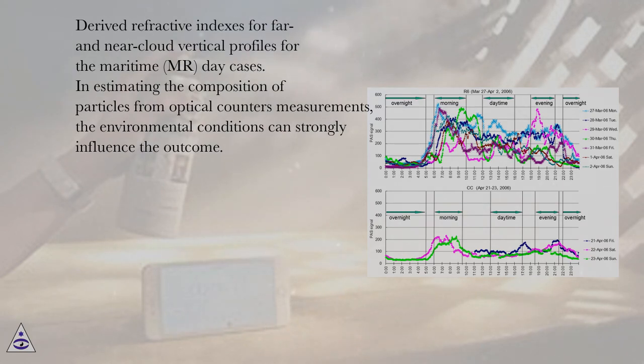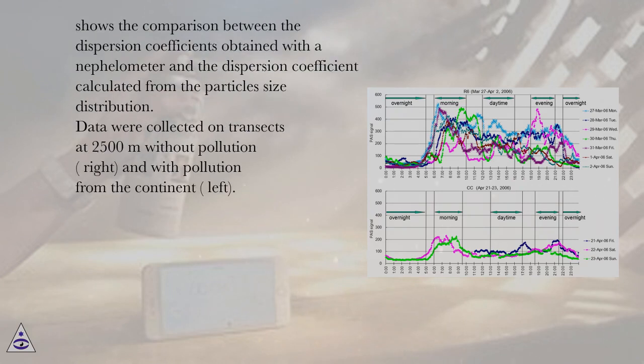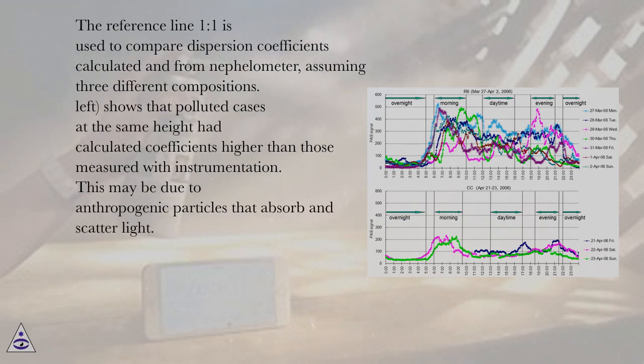In estimating the composition of particles from optical counters measurements, the environmental conditions can strongly influence the outcome. The figure shows the comparison between the dispersion coefficients obtained with the nephelometer and the dispersion coefficient calculated from the particle size distribution. Data were collected on transects at 2,500 meters without pollution, right, and with pollution from the continent, left. The reference line 1:1 is used to compare dispersion coefficients calculated and from nephelometer, assuming 3 different compositions.